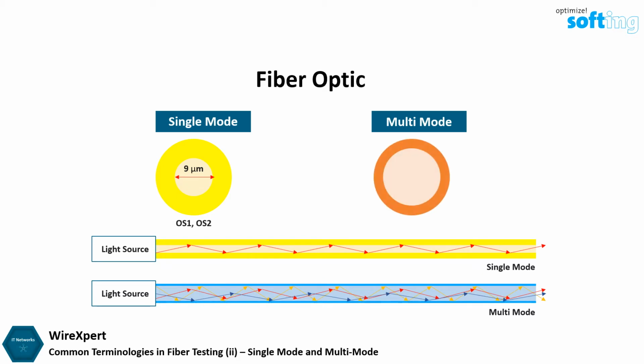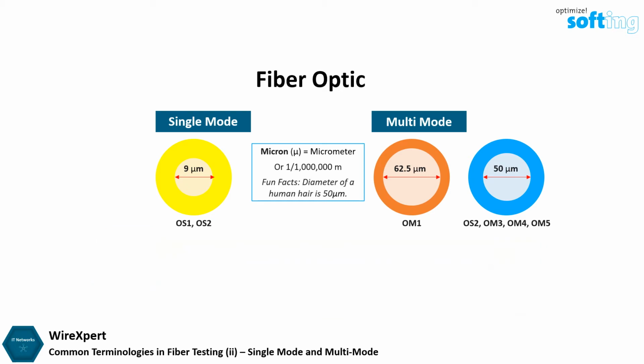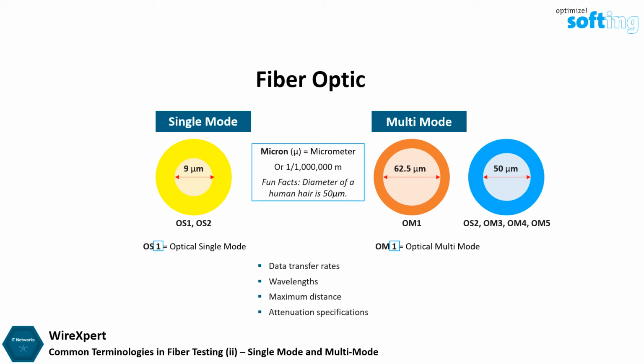A multimode fiber can have diameters of 62.5 microns for OM1 cables, and 50 microns for OM2, OM3, OM4 and OM5 cables. Micron is an abbreviation for a micrometer, or a millionth of a meter. OS refers to optical single-mode fiber, and OM refers to optical multimode fiber. The numbers that follow the OS and OM refer to the different data rates, wavelengths, distance, and attenuation specifications.